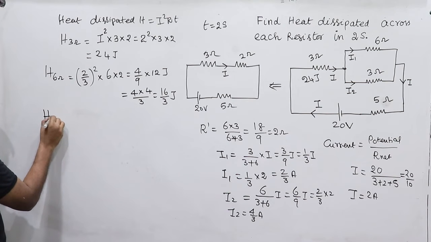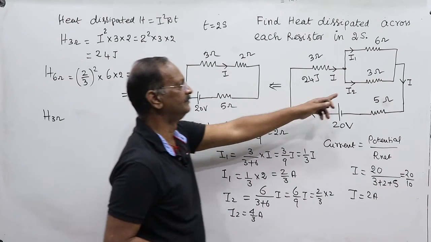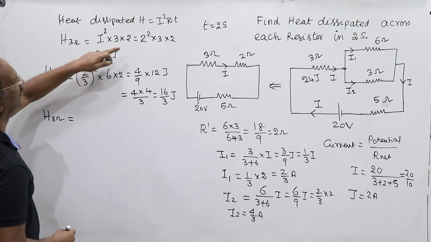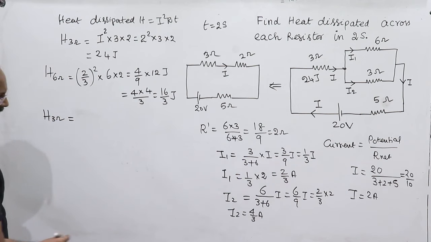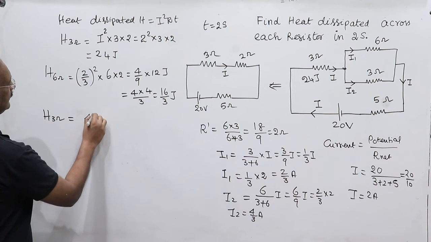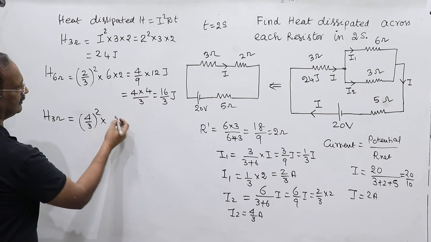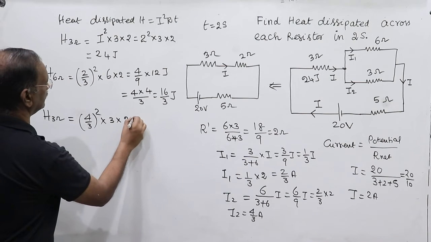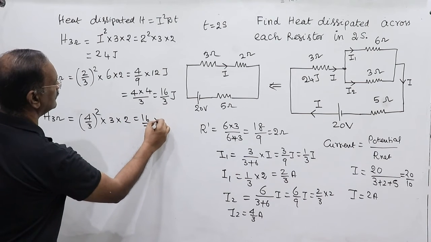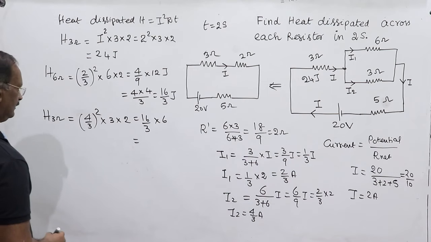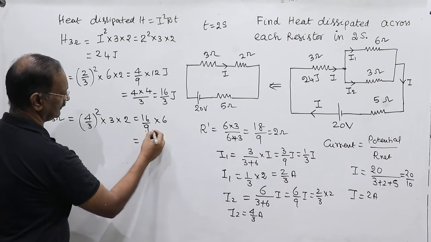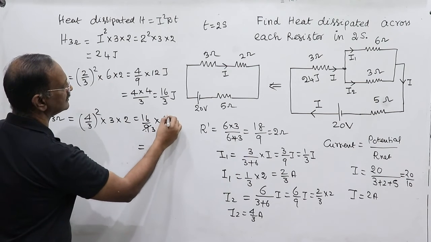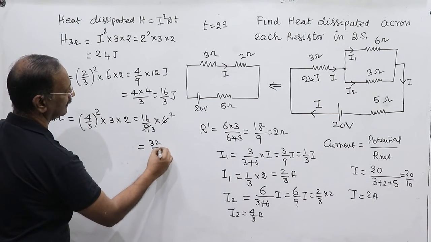Heat dissipated in the 3 ohm. For this 3 ohm, we use the same formula, I squared R into T. The current through it is I2, equal to 4/3, whole squared, into R equal to 3, into time 2. So I squared R T is 16/9 into 3 into 2, which is equal to 32/3 joules.